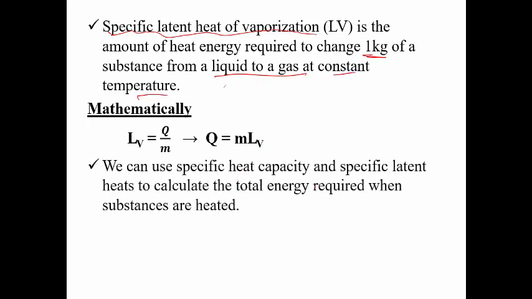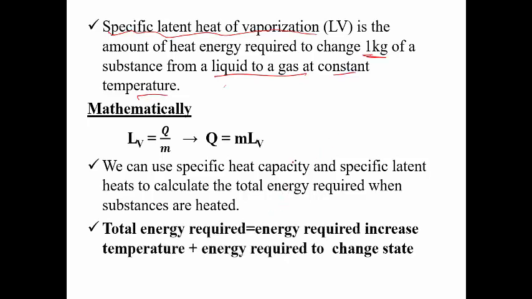We can use specific heat capacity and specific latent heat to calculate the total energy required when a substance is heated. The total energy required is the energy required to increase the temperature, that is Q, which is equal to mc change in T, and the energy required to change the state, that is Q, which is equal to ml. Therefore, Q total is always equivalent to mc change in T, plus ml. This one is because of change in state, and this one is because of increase in temperature.